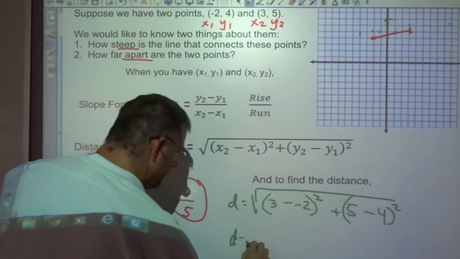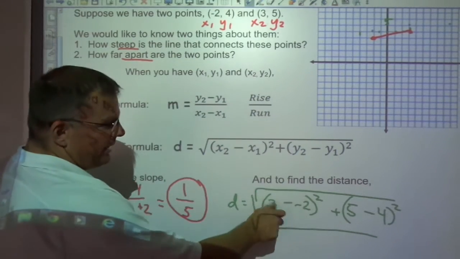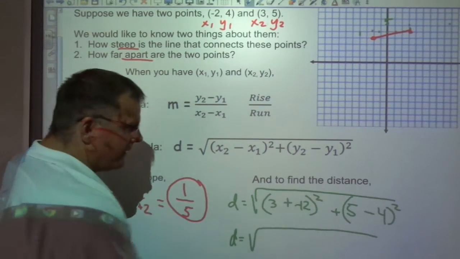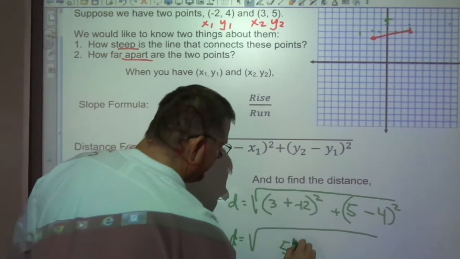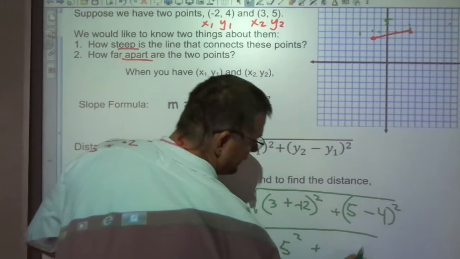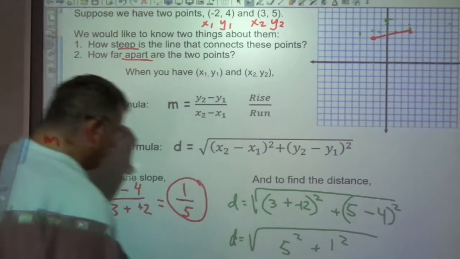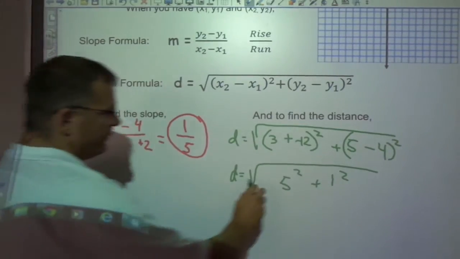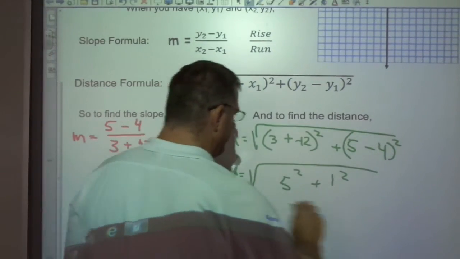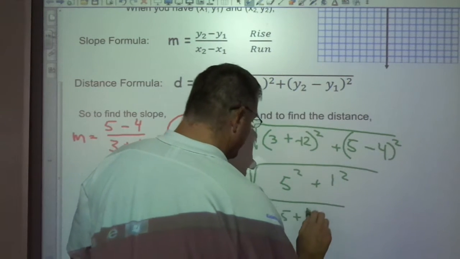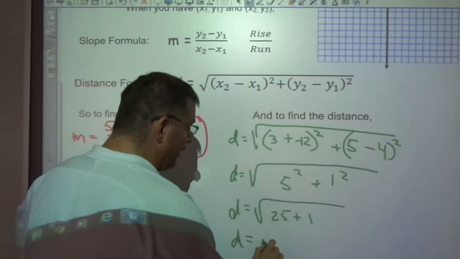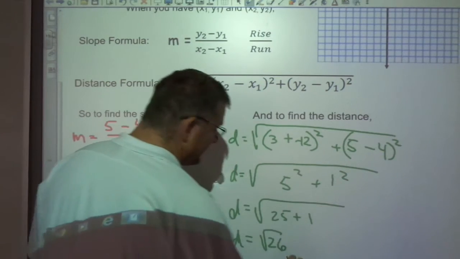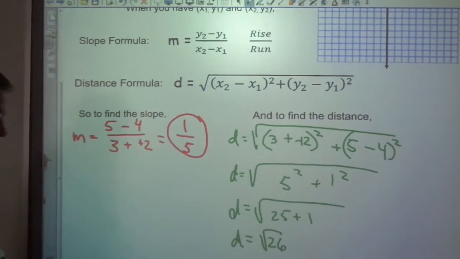So let's kind of simplify this a little bit. This double negative is the same as adding a positive. So that's the same as 5 squared. And this is 5 minus 4, which is 1 squared. Well, 5 squared is 25. And 1 squared is 1. So this is the square root of 26. And it's okay if we leave it like that.